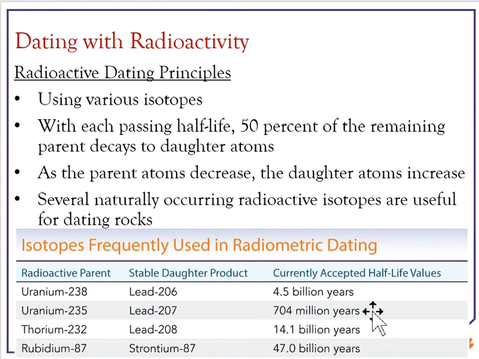And as you see here, the half-life in terms of time is actually a real big number. We are talking about billions of years for losing half of the mass of uranium and converting it to lead. And also we can use thorium and rubidium.